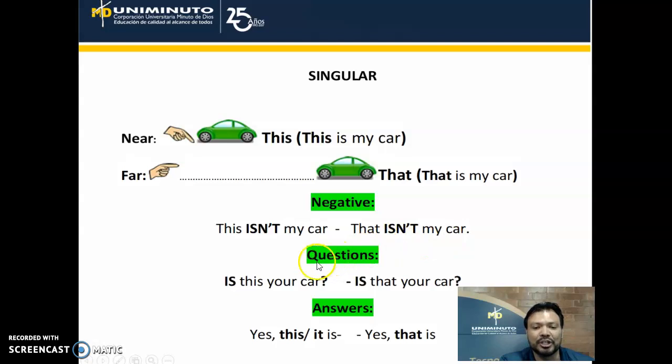In a question, a yes-no question, you say, "Is this your car?" And you answer, "Yes, it is," or "Yes, this is." You say, "Is that your car?" You can say, "Yeah, that is."